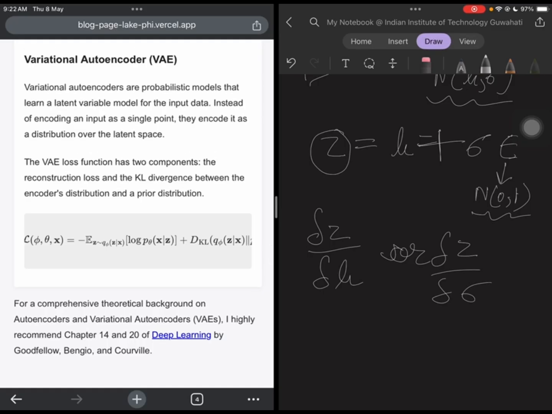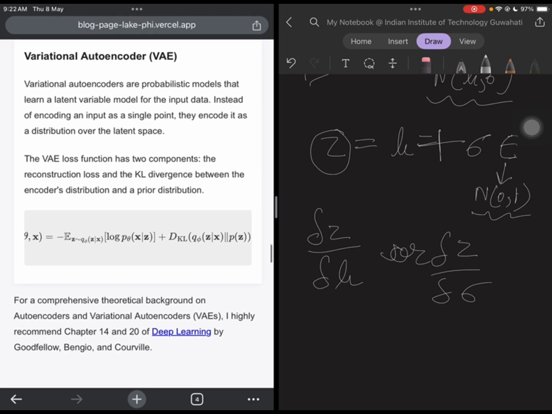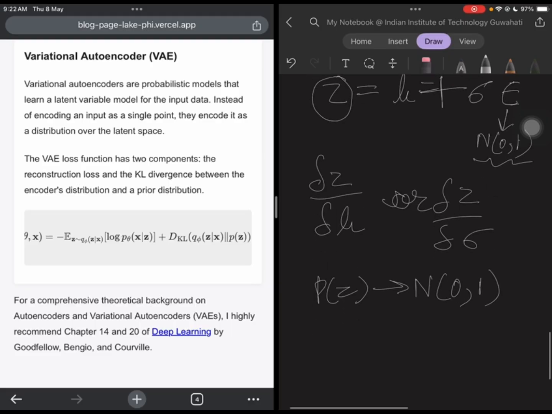And what about the loss function? The loss function is the loss function of the variational autoencoder. We impose that the learned distribution should not diverge very much from our prior. P(Z) is usually normal 0, 1, and we want the learned distribution Q theta Z given X to be close to P(Z). So we impose a KL divergence term.